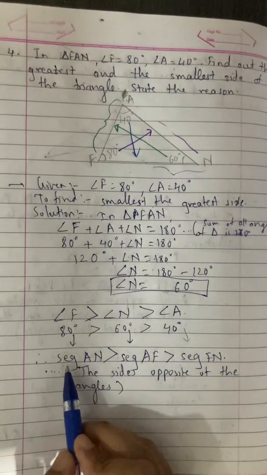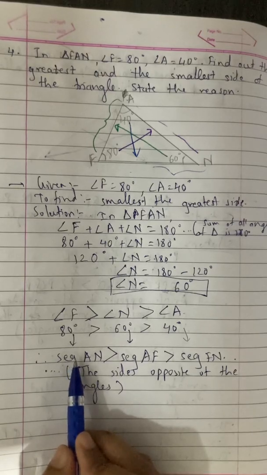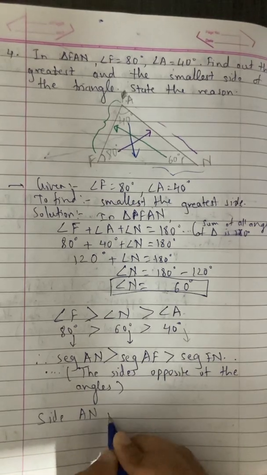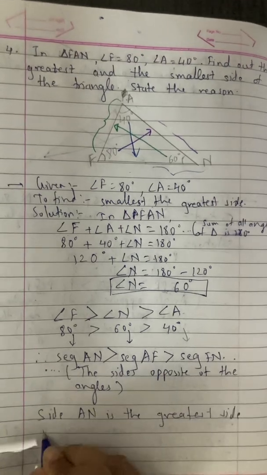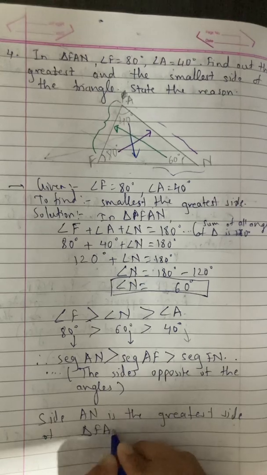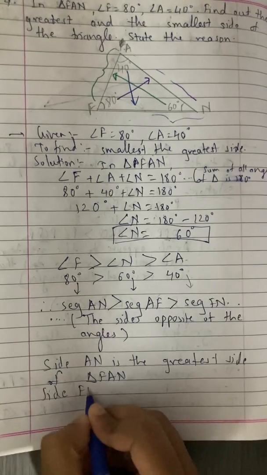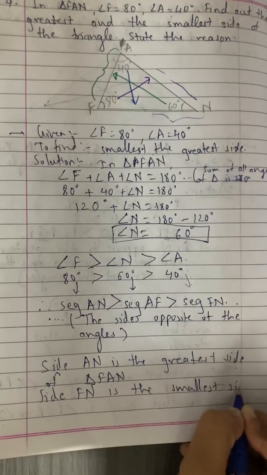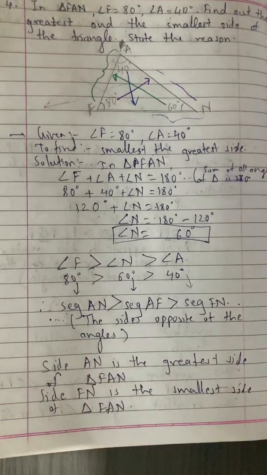All right. So now from this equation we can easily choose which is the greatest side and which is the smallest side. So greatest side will be this side. Side AN is the greatest side of triangle FAN, and smallest side कौन सा रहेगा? FN. Side FN is the smallest side of triangle FAN. So that's it. That is how you solve first two questions. From fifth question I'll make a different video.